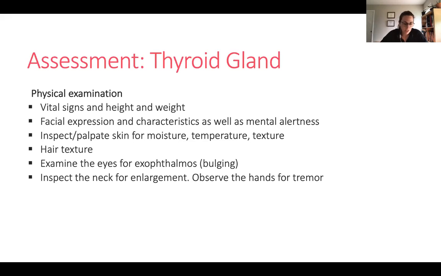Facial expression and characteristics, as well as mental alertness. So with hypothyroidism, they'll have a kind of depressed affect, and hyperthyroidism is the opposite. Inspect their skin for temperature and moisture, and their hair texture, whether it's thin and brittle or really thick. Examine the eyes. Do they have bulging of the eyeballs? In the neck, they might have a goiter.